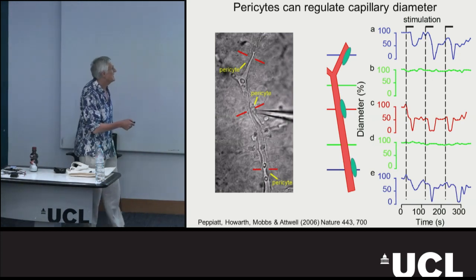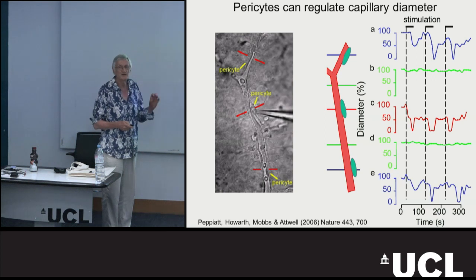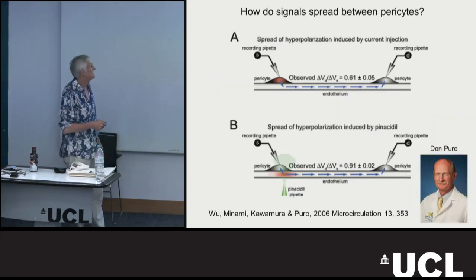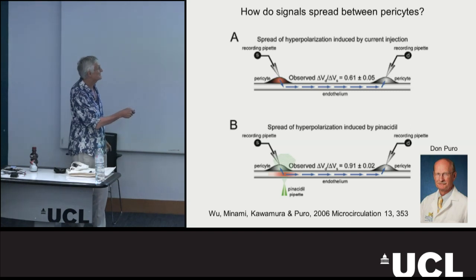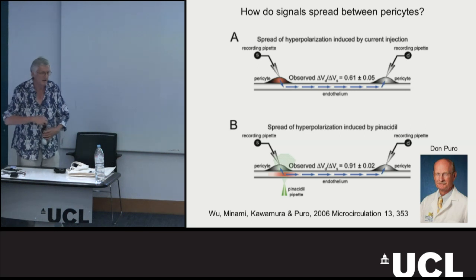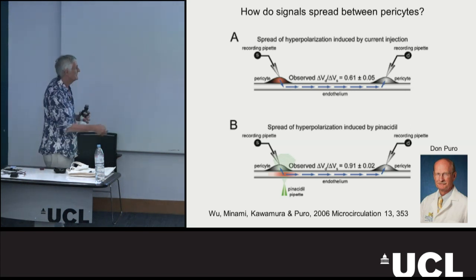This is just a kind of in-principle experiment to show you they could regulate blood flow. That talking to each other is believed to occur by virtue of an electrical signal passing along the endothelium from one pericyte to another, as was shown some time ago by Don Puro's group.